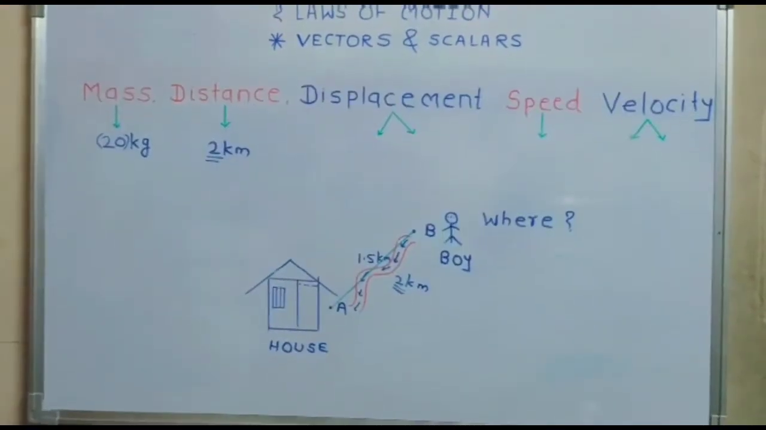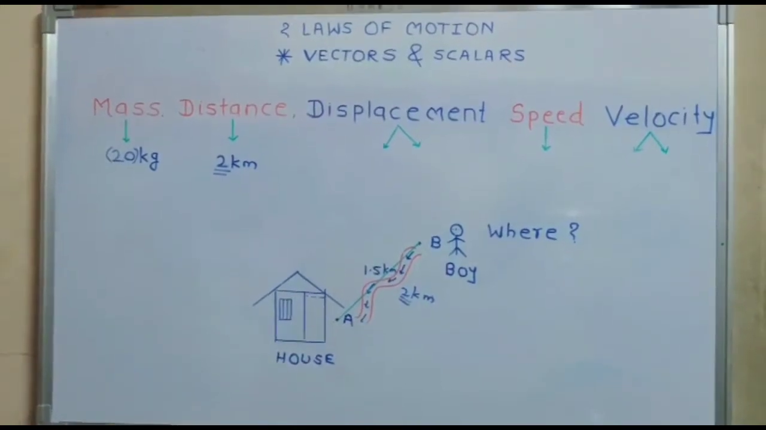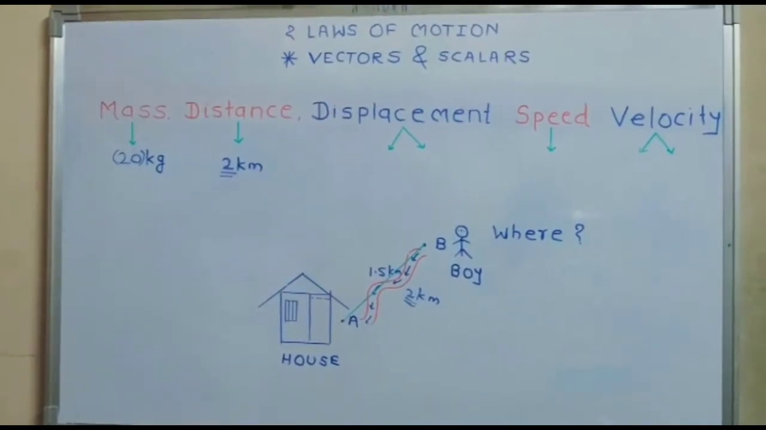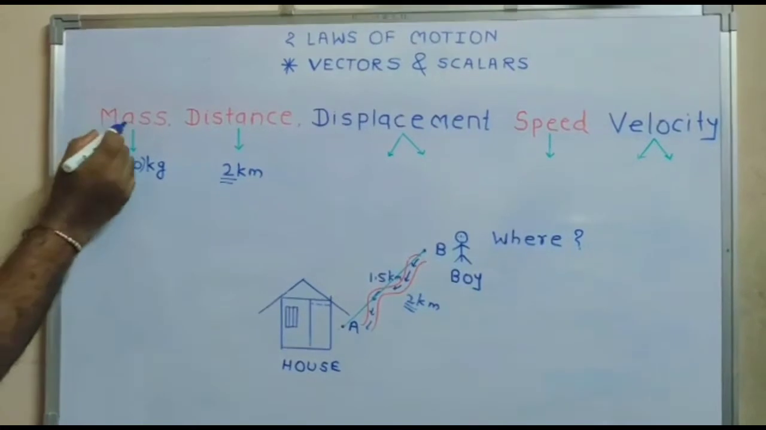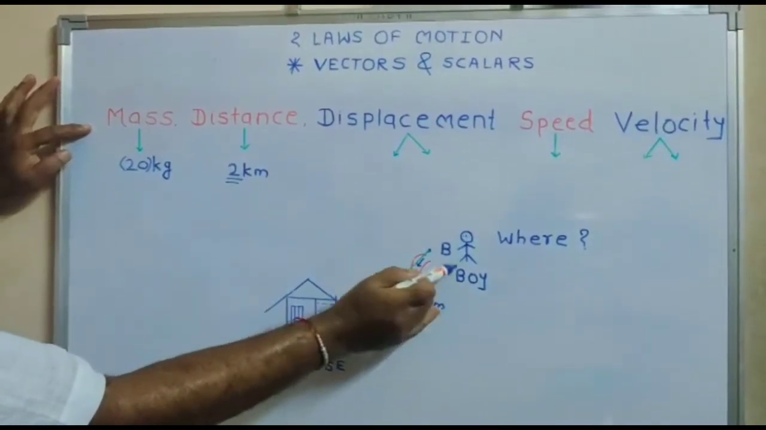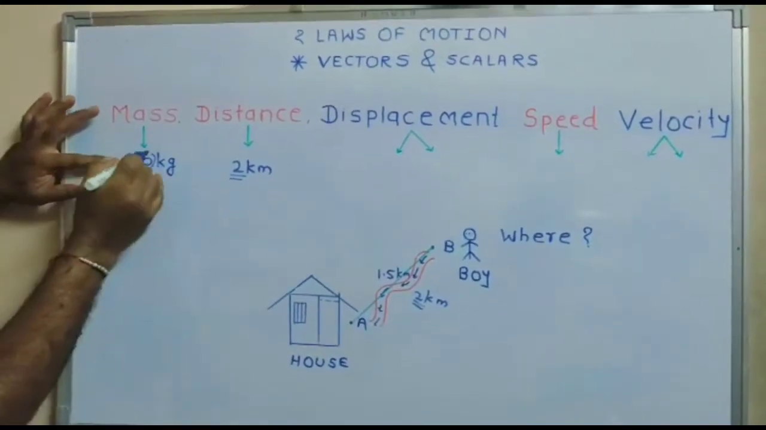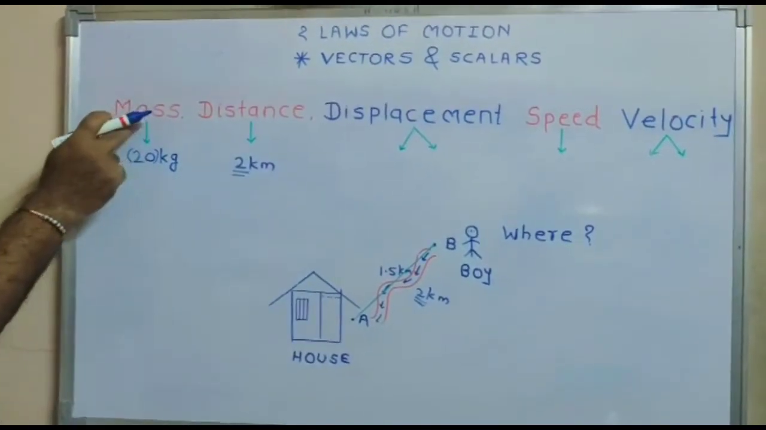Now, with the help of the definitions of magnitude and direction, we can easily understand the concept of vectors and scalars. To understand the concept of vectors and scalars, we will first consider a physical quantity, mass. Now look here, I have drawn a picture of a boy. The mass of this boy is how much? 20 kg. This 20 kg gives us a total idea of the mass of the boy.